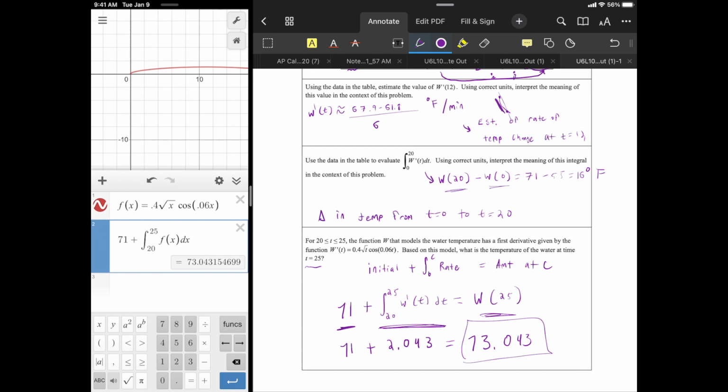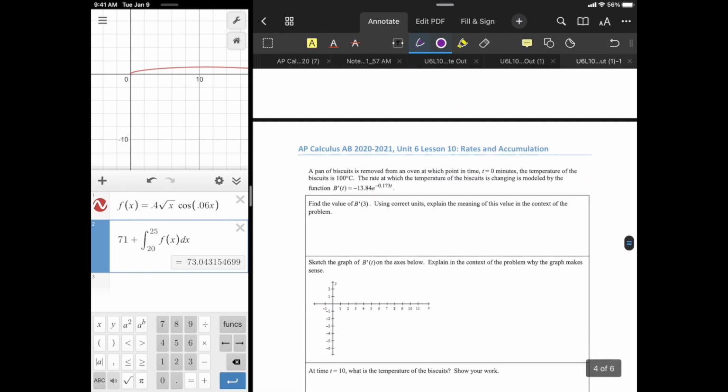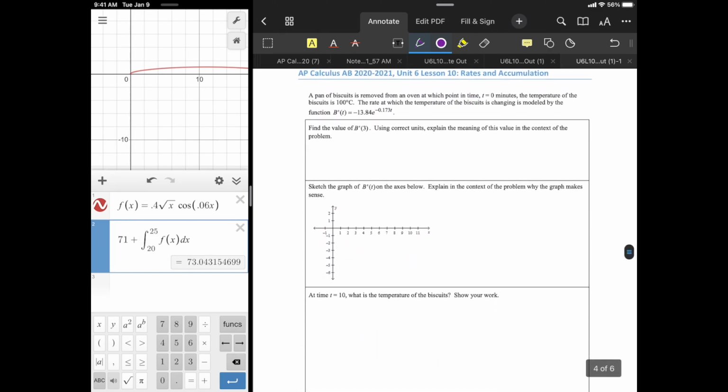All right, let's see one more here. I just think it'll be useful to see one more final example and just show you these. This one's going to be really quick because we can do a lot of this on the calculator. So a pan of biscuits this time is removed from the oven. These examples will always make sense. If it's being removed, that temperature better be going down. At time t equals 0 minutes, we're at 100 degrees Celsius. They tell us the rate at which the temperature is changing.